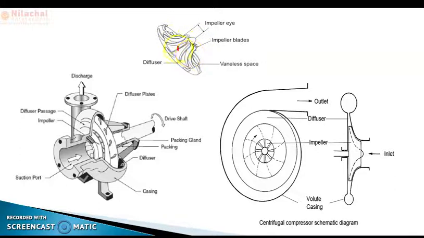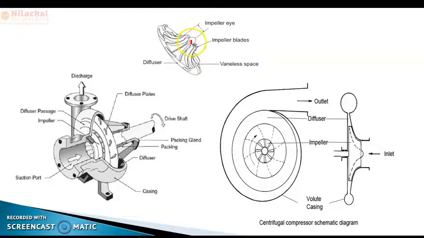As the impeller is rotated, the velocity increases. When the velocity increases, it means kinetic energy increases, and the kinetic energy is converted to the pressure energy with the help of the diffuser and the volute casing. And this is the diffuser and the impeller blade.